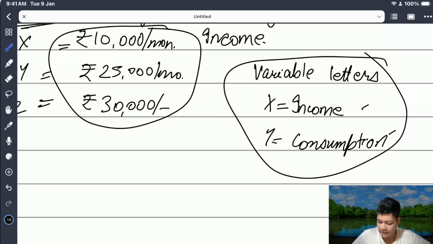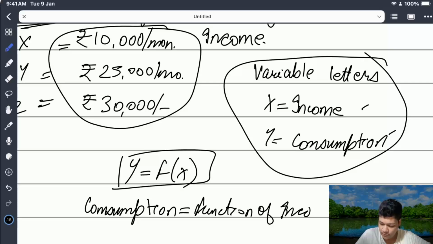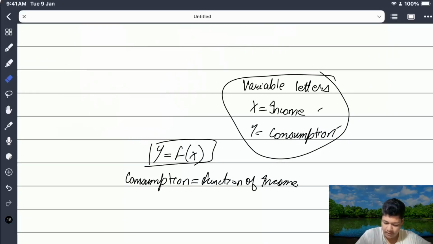So we will see that consumption depends upon income. We will write the formula as Y = f(X), that is, consumption is equal to a function of income. In other words, we can say that consumption depends on income.